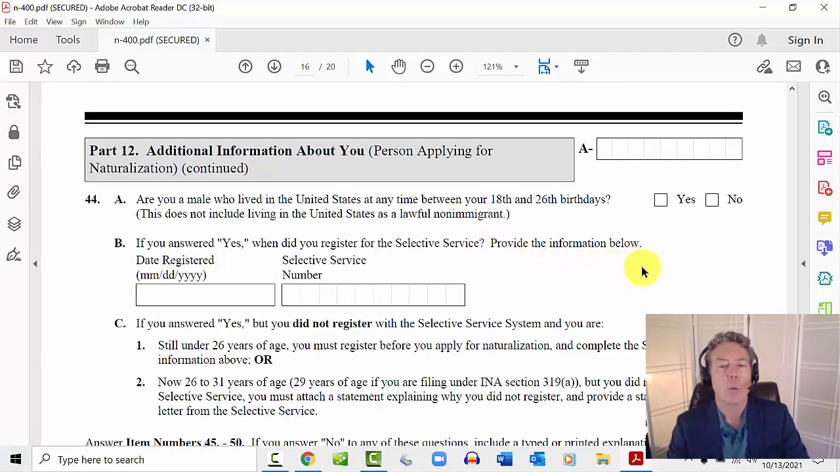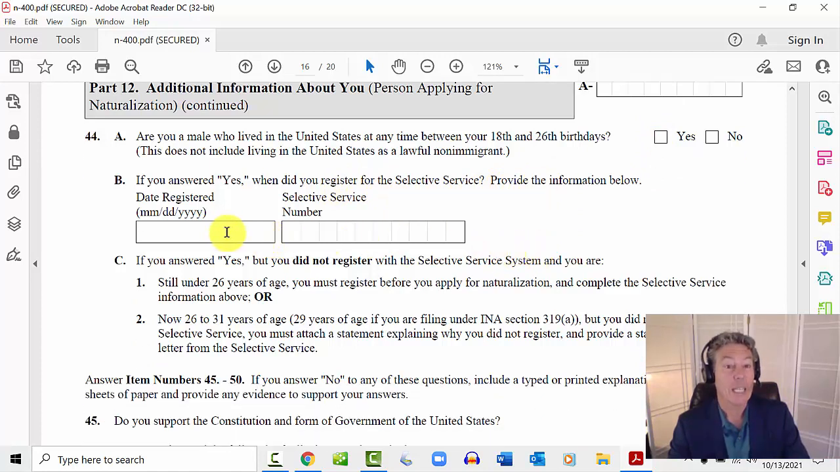And then here comes your Selective Service question, right? Are you a male who lived in the United States at any time between your 18th and 26th birthdays? 18 and 26. Oh yeah, I did, but it says this does not include living in the United States as a lawful non-immigrant. I was illegal. I didn't know I had to register for the draft. Well, anyway, you click yes there. When did you register for Selective Service? Oh, I didn't. Not applicable.